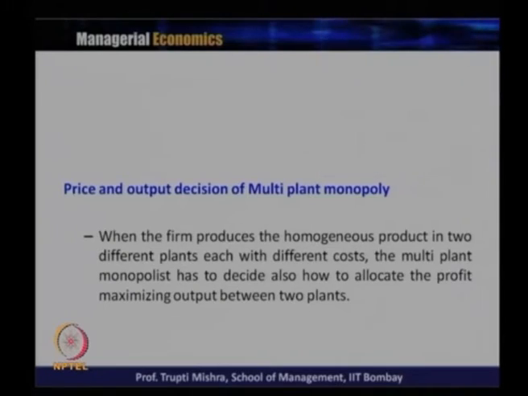The product is homogeneous, that is, the same or identical product is produced in all the different plants, and obviously each plant has a different cost function. They are not operating at the same level of cost. That implies that the per unit cost has to be different in the different plants. So now let us see how price and output determination is generally done in the case of a multi-plant monopolist, and the entire situation is called the multi-plant monopoly.